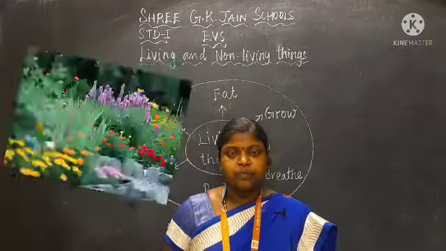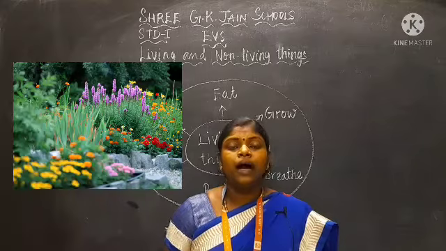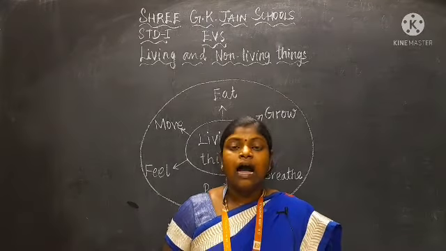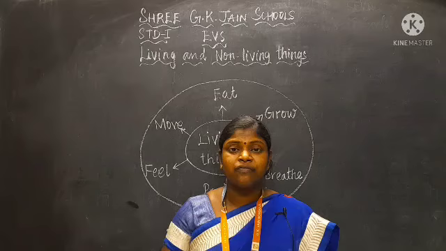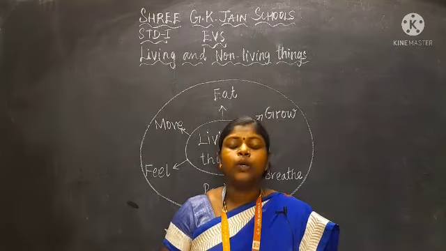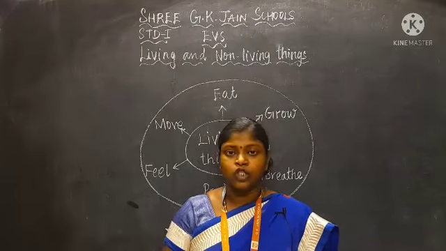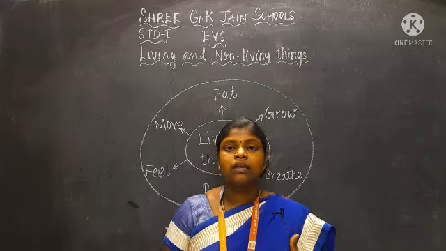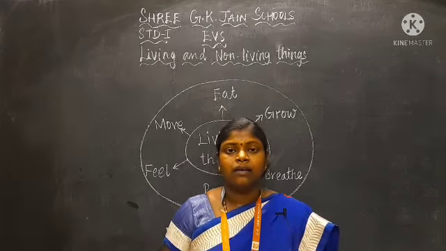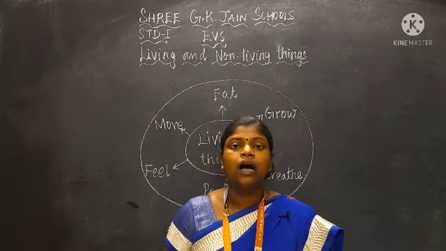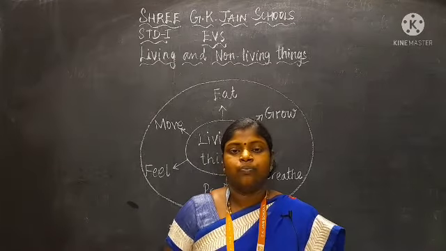Plants. Whenever we water the plant, it will grow nicely under favorable conditions. What does favorable mean? It needs proper sunlight, water, air and soil. From the soil only it gets the nutrition. So, these are the basic things needed for living things.